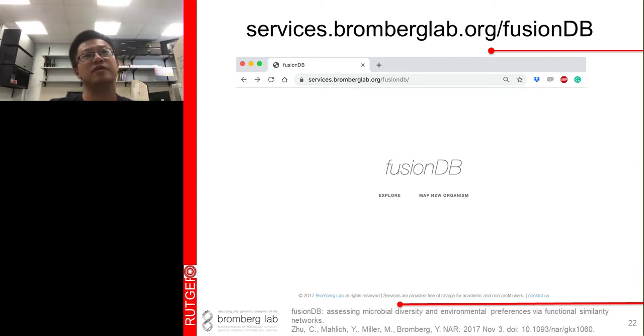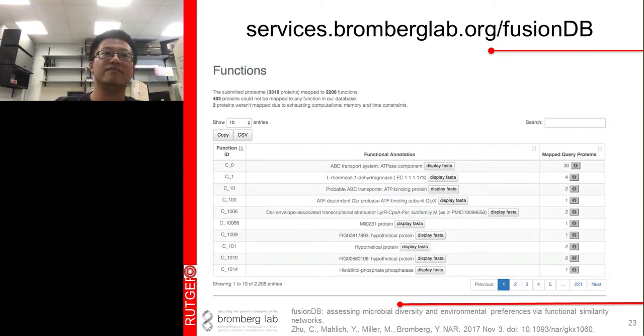In FusionDB, we allow you to submit your organism of interest, submit a genome to us, and then what we will do is map it to the Fusion data. Once the mapping is done, you're going to see a result page like this. First, your organism will be mapped to all the molecular functions that we defined. Remember those protein clusters in the big network. So we first map your organism into the list of functions.